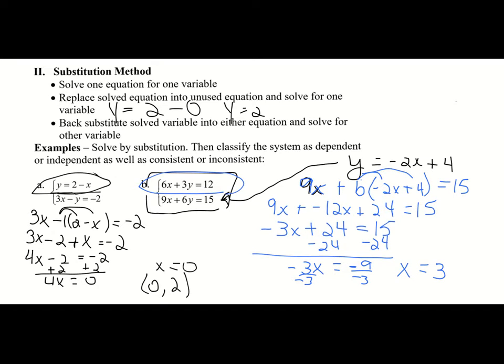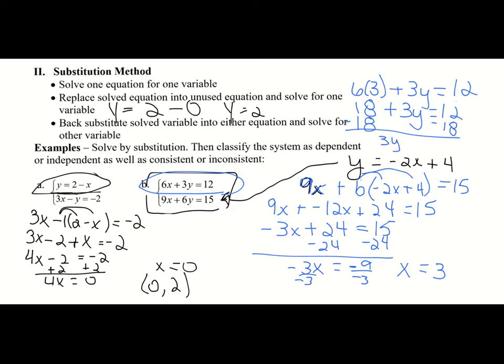So I'm going to do 6 times 3 plus 3y equals 12. 6 times 3 I know is 18. So now we have 18 plus 3y equals 12. I'll subtract 18 from both sides. So now I have 3y equals 12 minus 18 is negative 6. Divide by 3. And y will equal negative 2.